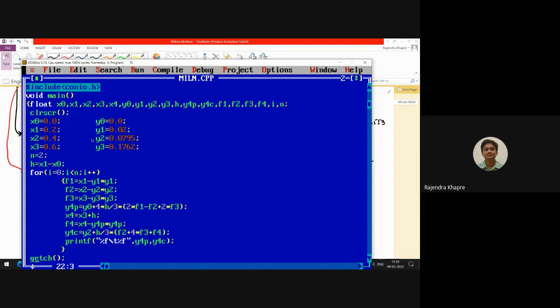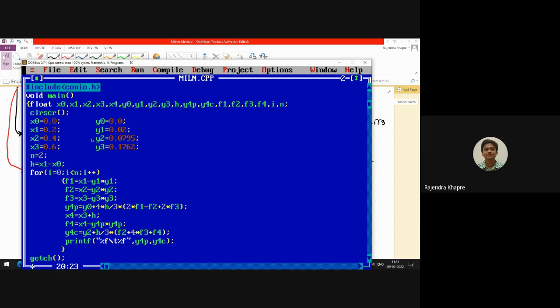Once all the input is known, it will calculate f1, f2, f3. It will calculate y4 predicted. It will calculate x4. Then it will calculate f4. Then it will calculate y4 corrected, and then it is going to print y4 predicted and y4 corrected. So this is going to form one cycle. Once this one cycle is done, it will go back to the top one more time, and again calculate f1, f2, f3, y4 predicted, x4, y4, and then y4 corrected, and the same values will be printed. So you will get the same values two times.